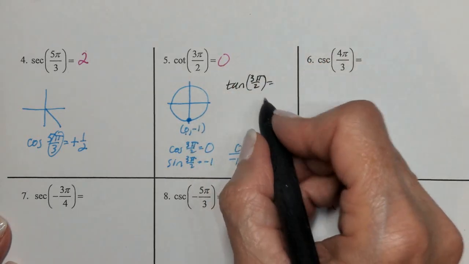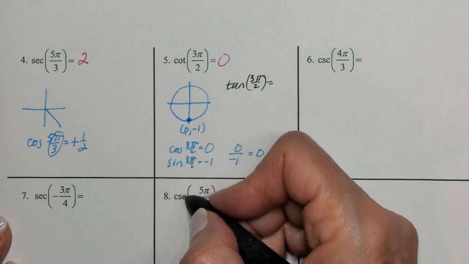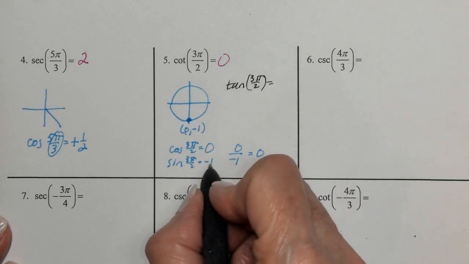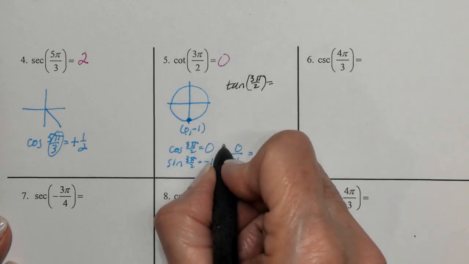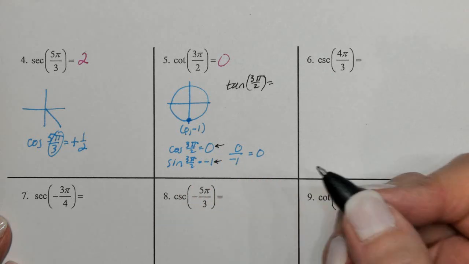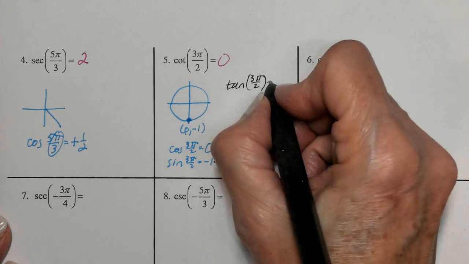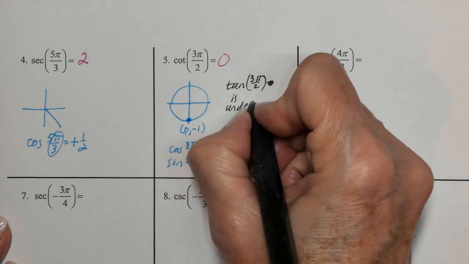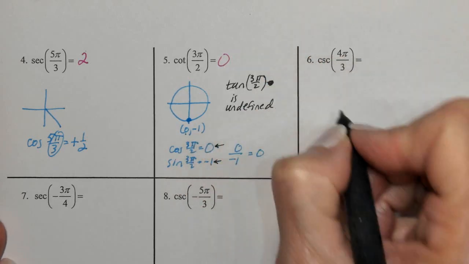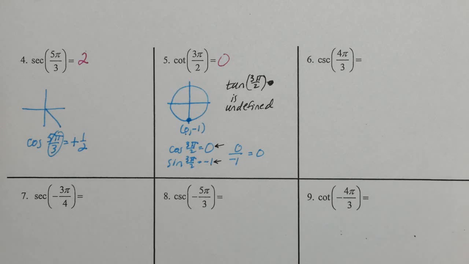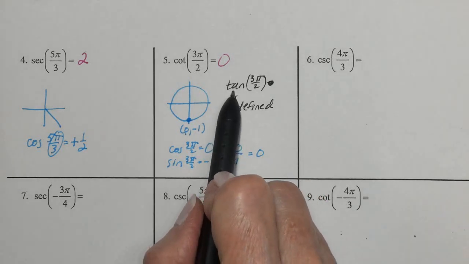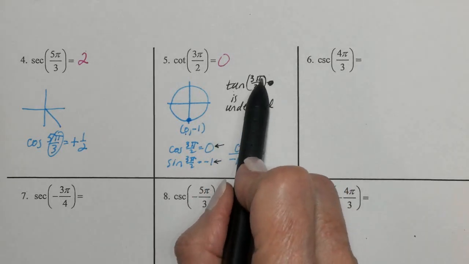Tangent of 3 pi over 2 is sine over cosine at 3 pi over 2. Sine is -1. Cosine is 0. Can you divide by 0? No. Tangent of 3 pi over 2 is undefined. On the graph of tangent x, you have a vertical asymptote at 3 pi over 2 for tangent. In fact, you have a vertical asymptote at every pi over 2.